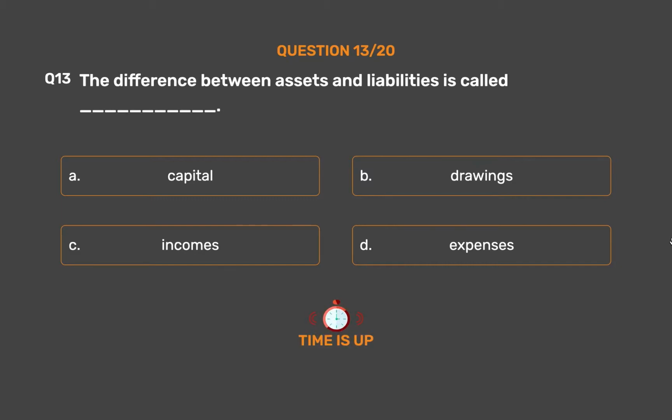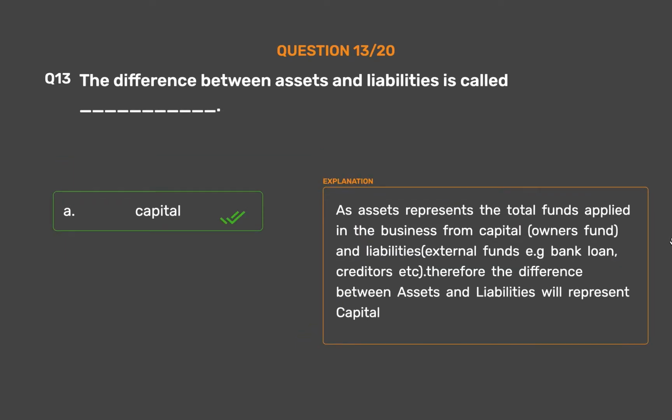The correct answer is Option A. Capital, as assets represents the total funds applied in the business from capital, owner's fund, and liabilities, external funds e.g. bank loan, creditors etc. Therefore the difference between assets and liabilities will represent capital.